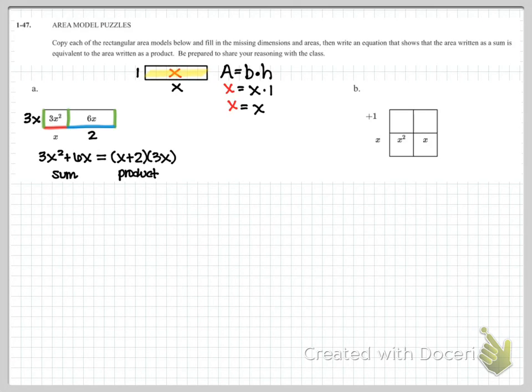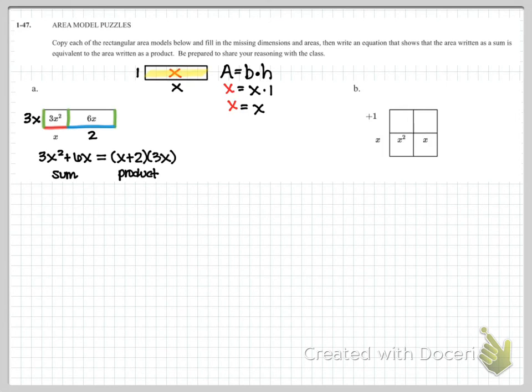Now, if we take a look at the second one, there's a couple more problems after this, so I'm going to work these two with you, and then we'll move on to the next screen. And I'm going to recommend that you guys pause, because I'm going to, and then see if you can work it out and then check and see how you did. So on this one, let's take a look.